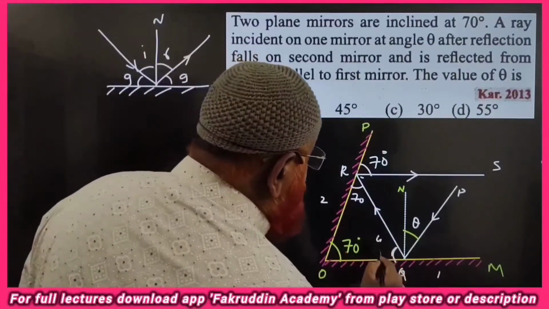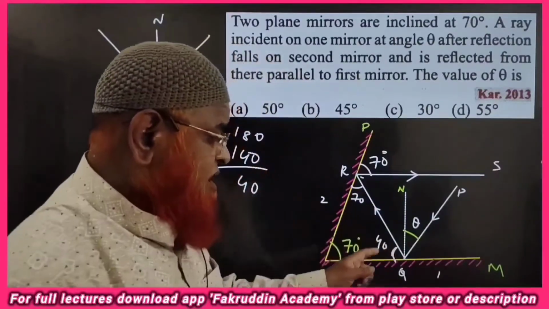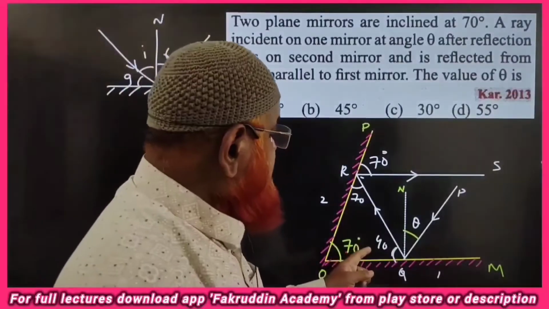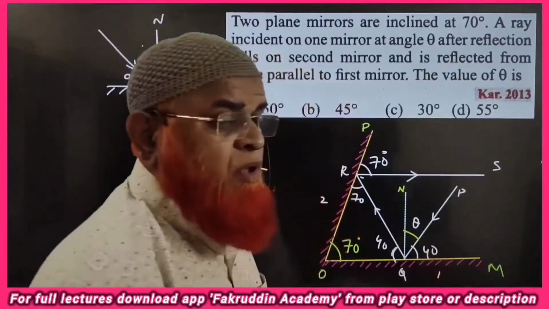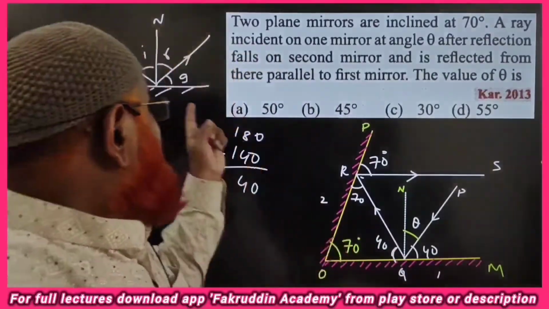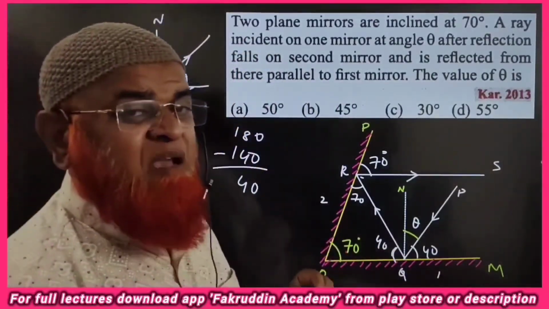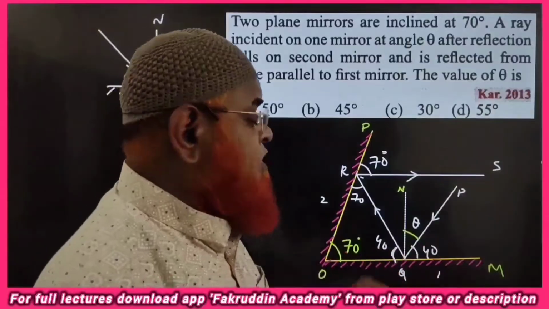We got this as 40. That means, if this is 40, this is also 40, because of glancing angles. Glancing angles are the same. Now let us see 40 and 40.